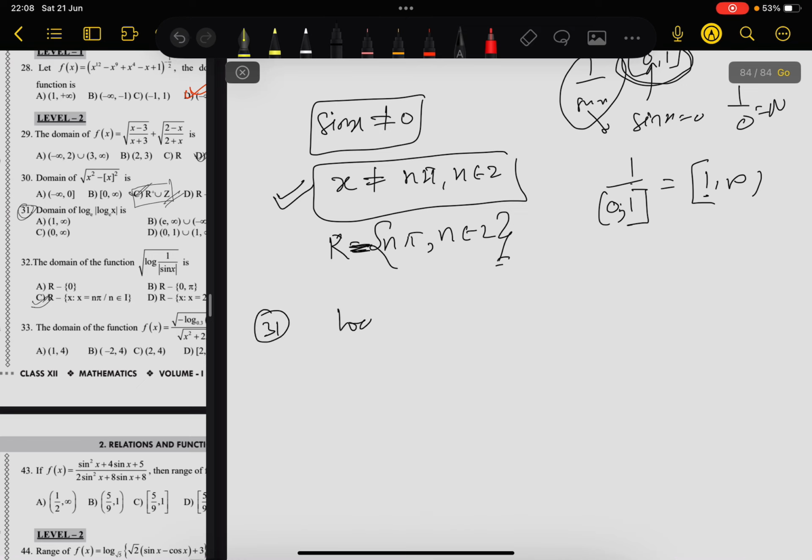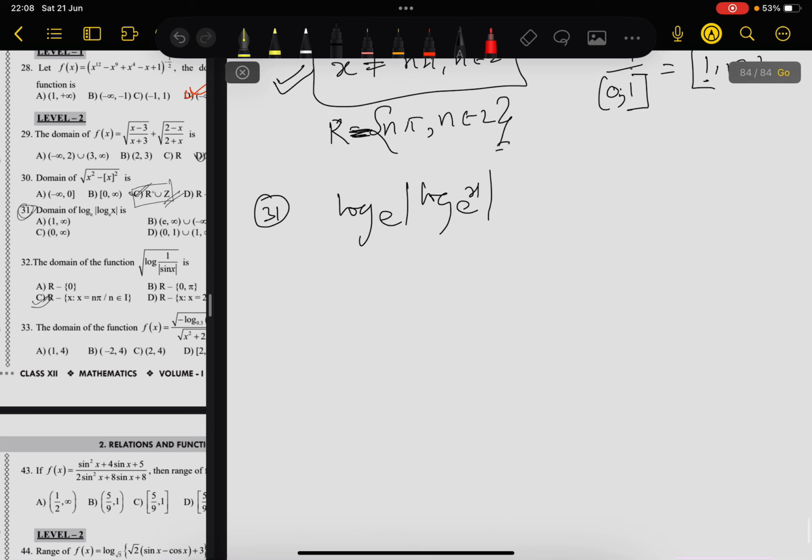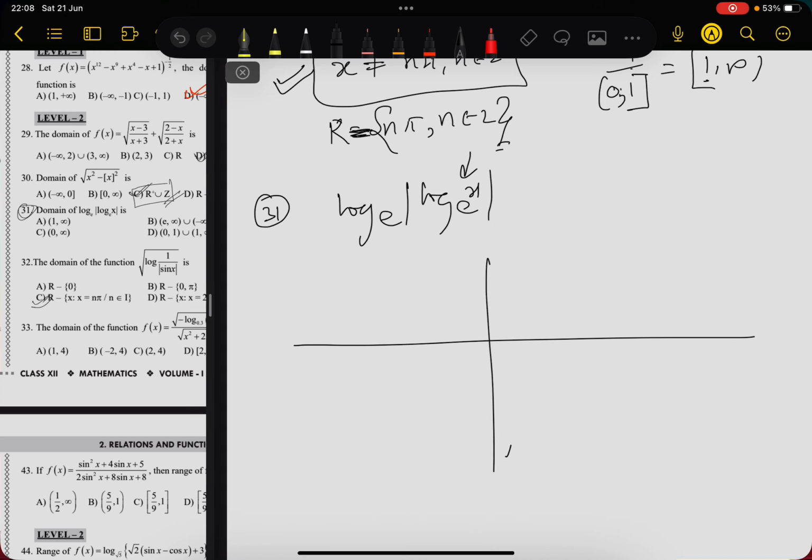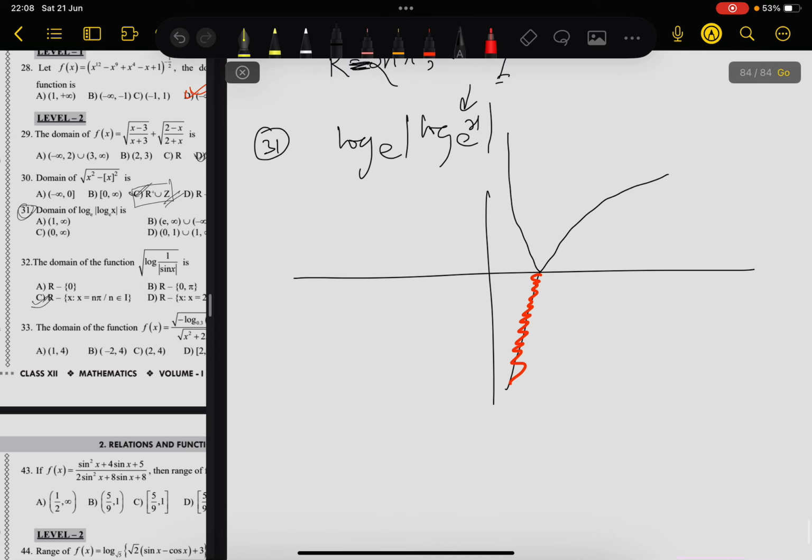So it is given log e of mod of log x, right? So here first of all you can draw the graph of this one, this mod of log x. So now this is the graph of log x. If you are taking the mod of any function, whatever graph is given below the x-axis, you can take the graph of that portion with respect to the x-axis. So the graph will be like this. Okay, for these values of x, as you can see, this is 1 comma 0.